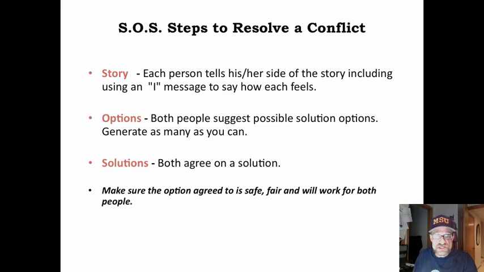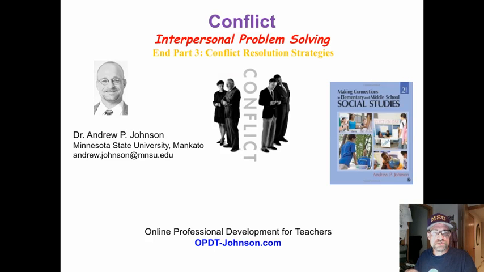Both people suggest possible solution options, and they generate as many as they can, and then both agree on solutions. Make sure the option agreed on is safe, fair, and will work for both. So each person tells a story, both suggest possible options, they are brainstorming, and then both agree on a solution. Very simple, but it provides some structure.